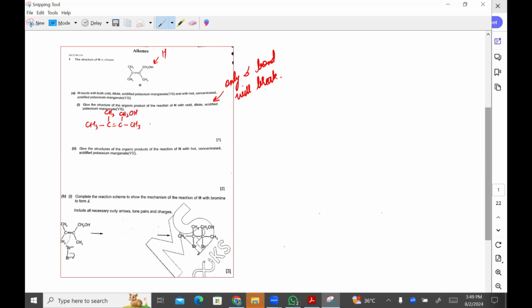Then what is going to happen? We are adding oxygen, potassium manganate is giving oxygens and water. What is going to happen? Two OH groups are going to attach here, for cold acidified potassium manganate. So let's see what is going to happen. This CH3 and OH group would form here. This is CH2OH, CH3, and an OH group would form here as well.